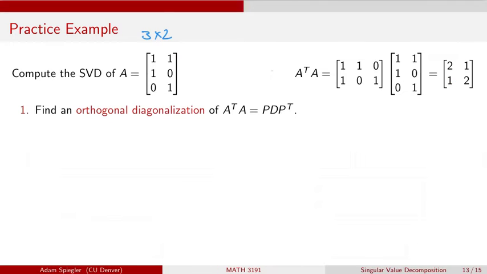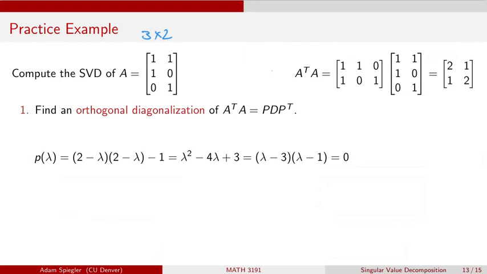We can find the characteristic polynomial for this matrix, since we want to find its eigenvalues. You can verify the characteristic equation: p of lambda is equal to lambda squared minus 4 lambda plus 3, which can be factored into lambda minus 3 and lambda minus 1. So this matrix A transpose A has two eigenvalues. The larger one is 3 and the smaller one is 1. So lambda 1 is 3, and lambda 2 is equal to 1.